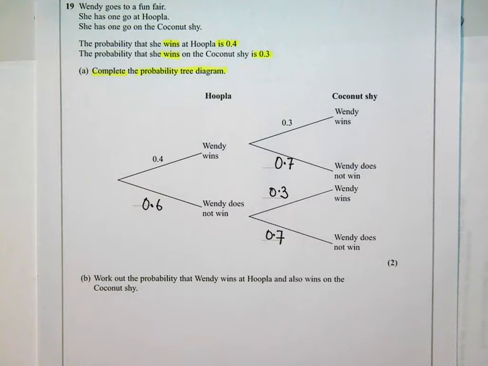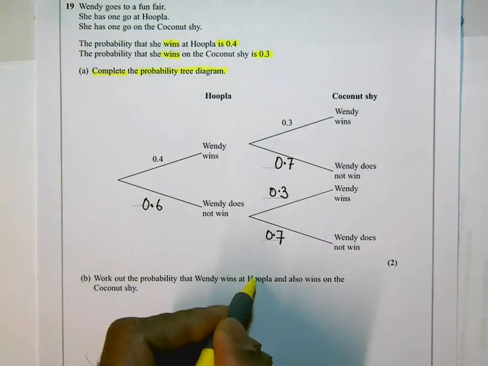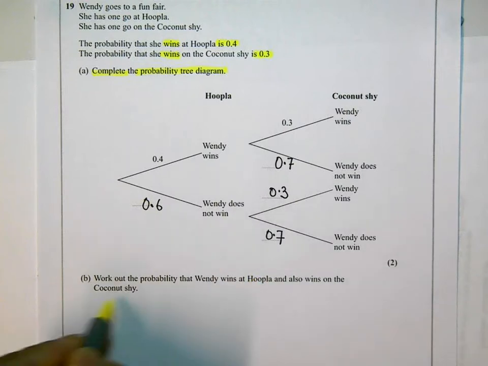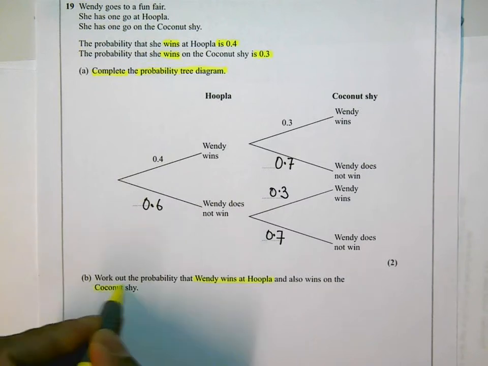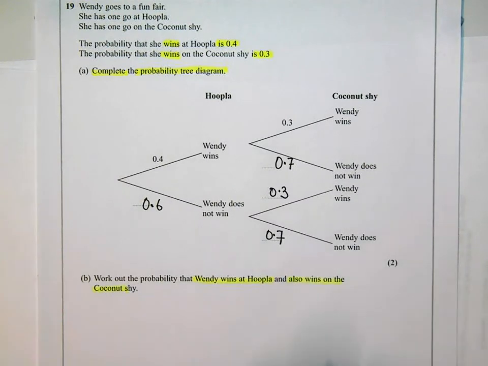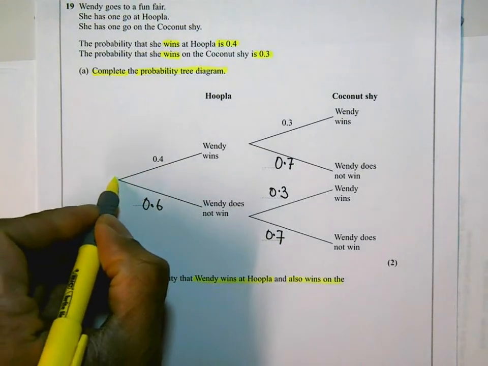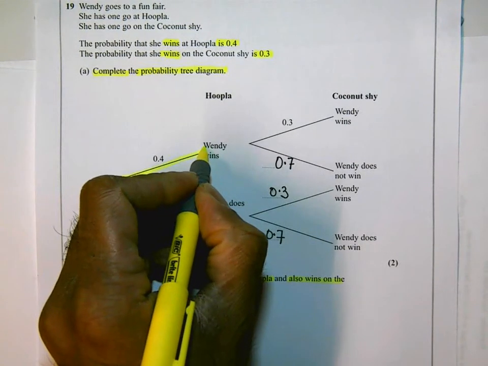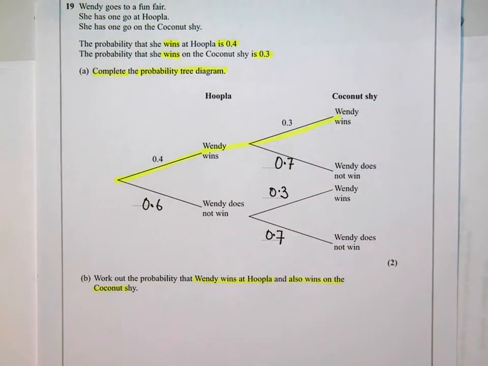Part B is work out the probability that Wendy wins hoopla and also wins on coconut shy. So she wins at hoopla, and she also wins at coconut shy. So I'm actually going to draw this out on the diagram. So what we're looking at is the probability that Wendy wins here and Wendy wins there, right? So the probability that she wins at both.